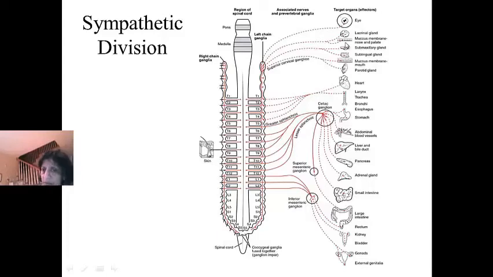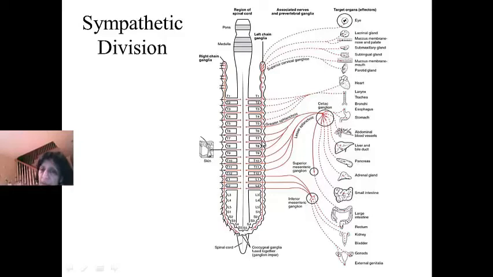Some exceptions to this arrangement: the preganglionic neuron may go through the chain of ganglia without synapsing and continue into the abdominal cavity, where they have their ganglia within the abdominal cavity. There are 3 such ganglia that you find in the abdominopelvic cavity: a celiac ganglion, superior mesenteric ganglion, and inferior mesenteric ganglion. These are the 3 ganglia that you see outside of the sympathetic chain of ganglia.